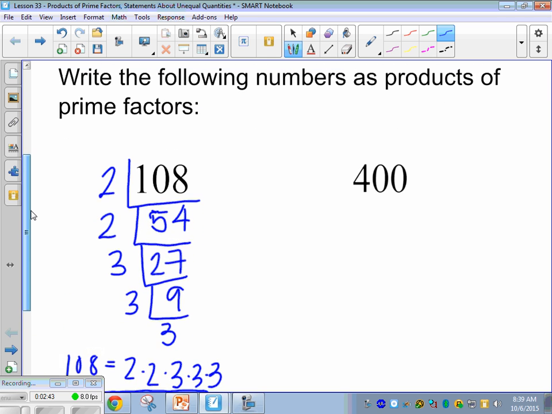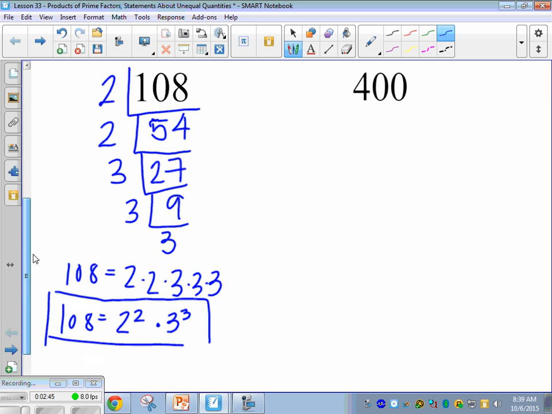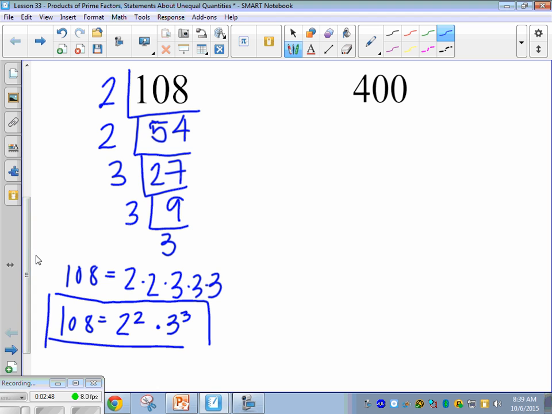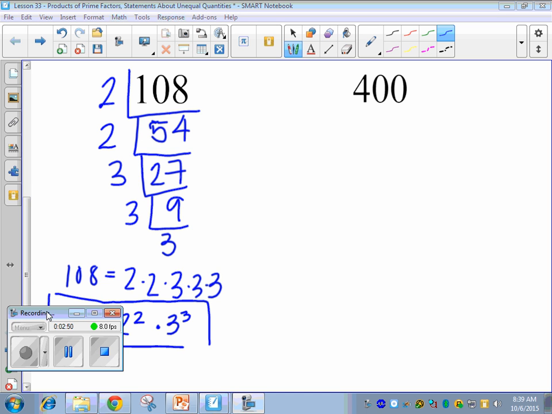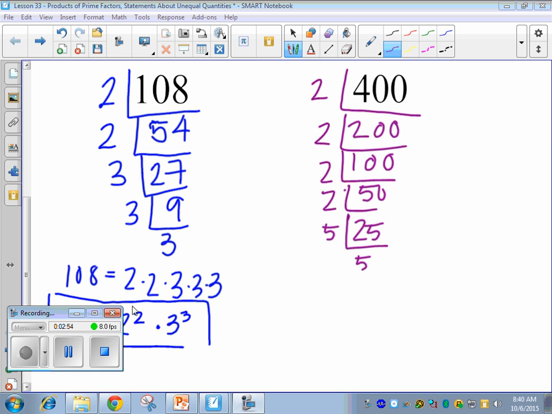All right, 400. This one's going to be a little bit longer. I'm going to give you guys a second to try and take a whack at it yourselves. You should be able to do 2's for a while right now, so this is good. So if I wanted to rewrite it as a product of prime numbers, 400 equals 2 to the 4th power times 5 squared. If I check that, 400 does equal 2 to the 4th times 5 squared.